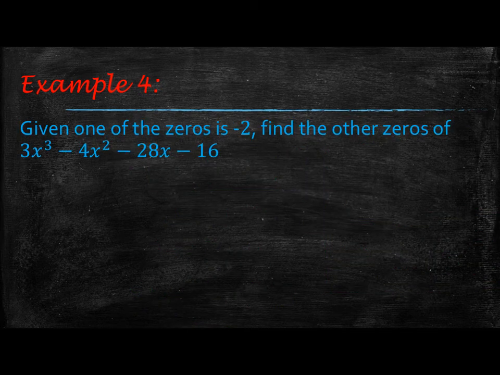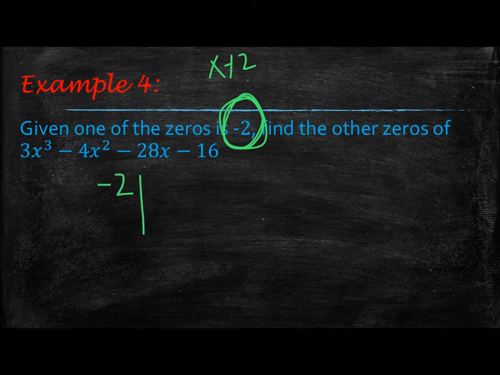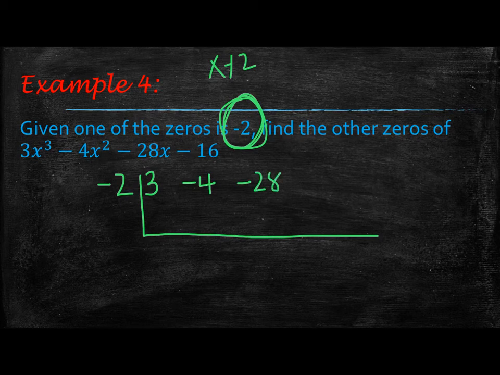All right. Next example, it says, given that one of the zeros is negative 2, find the other zeros. Well, if we know that one of the zeros is negative 2, again, this is different than saying x plus 2. They're already giving you that zero, so you're going to put exactly that on the outside. And then we're going to put our coefficients, so that's going to be 3, negative 4, negative 28, and negative 16.